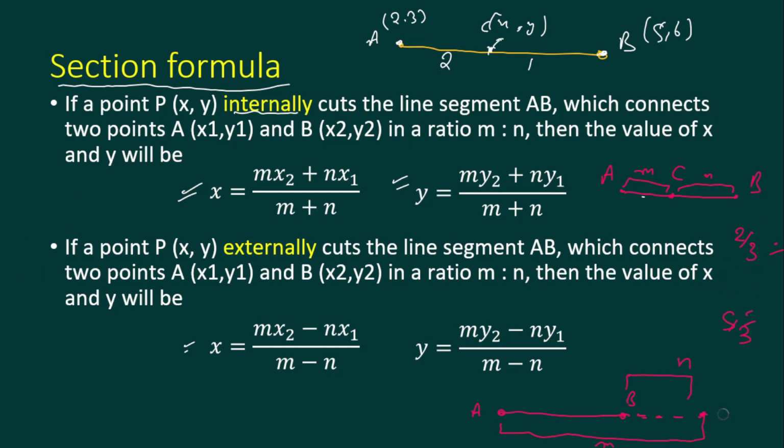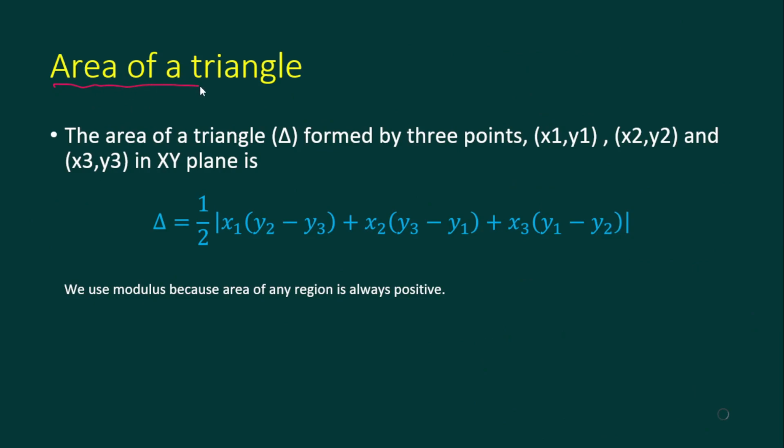Now let's move toward our next topic, that is the area of a triangle. If we are given 3 points, let's say (x1, y1), (x2, y2) and (x3, y3), for forming a triangle we need 3 vertices, right? So this is (x1, y1), this is (x2, y2) and this is (x3, y3). If we need to find the area of this triangle, we will use this formula.